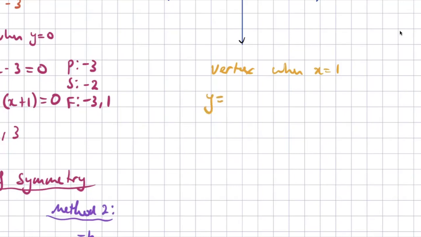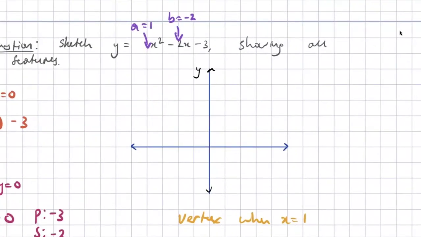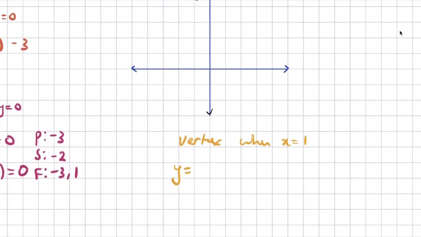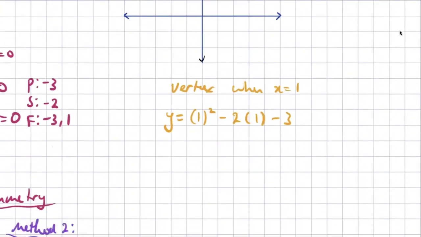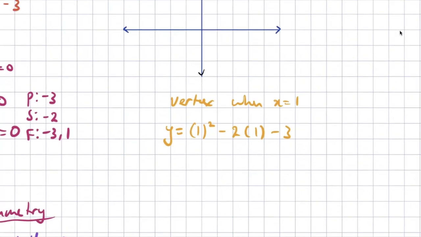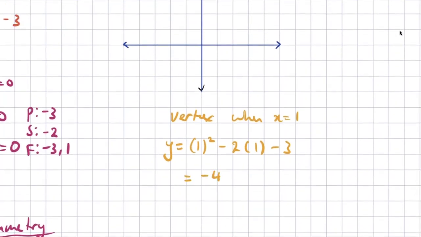So y is equal to, wherever we see an x in our equation, we're going to now replace it with 1. So y is equal to 1 squared minus 2 times 1 minus 3. And that's just substituting into our equation there. After we've done all of that and we've evaluated, we should end up with -4. So our vertex, okay, is at (1, -4).